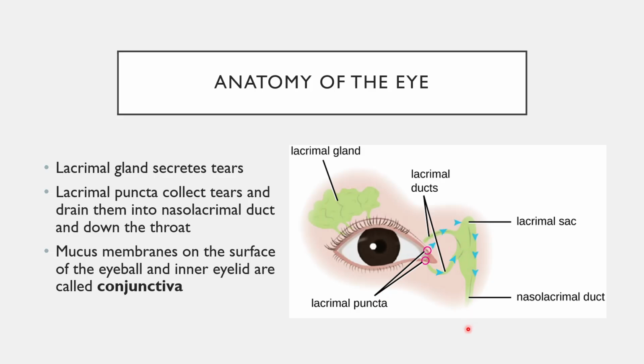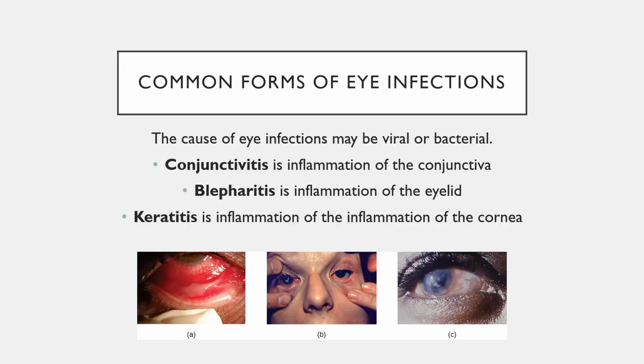Your eye is covered in mucous membranes, and your eyelids are also covered on the inner side in mucous membranes that are together called the conjunctiva. Different parts of the eye can be infected. Conjunctivitis refers to inflammation of the conjunctiva. Blepharitis refers to inflammation of the eyelid, and keratitis refers to inflammation of the cornea.